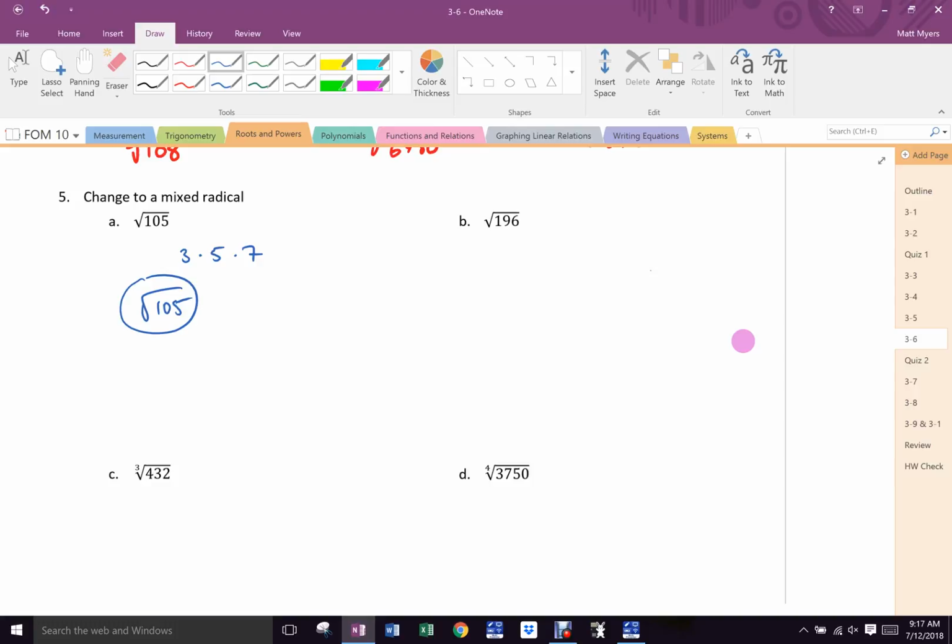Mr. Myers. Jimmy. I got 2. Right, 7 and 2. So out comes a 2, out comes a 7. What's left under there? Nothing, because the square root of 196, Jimmy, is 14. Right? So leave it the same? 14. That's the answer.